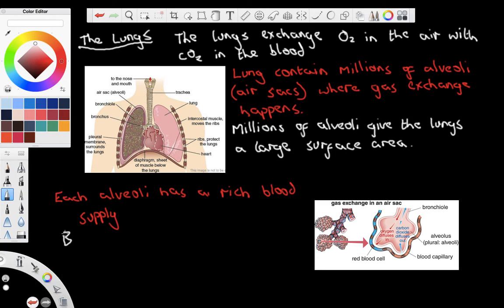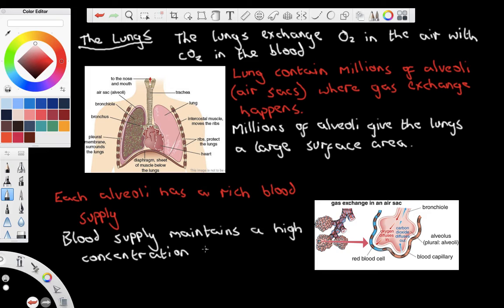So we can say that the blood supply maintains a high concentration gradient. And if you look back at our lesson on diffusion, you'll see why that is important.